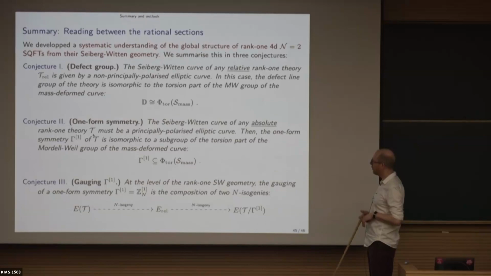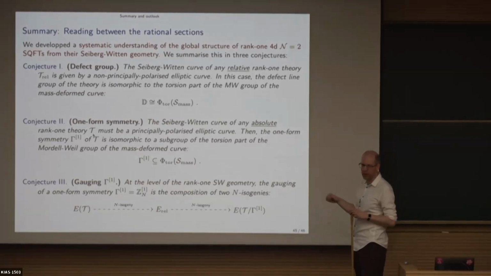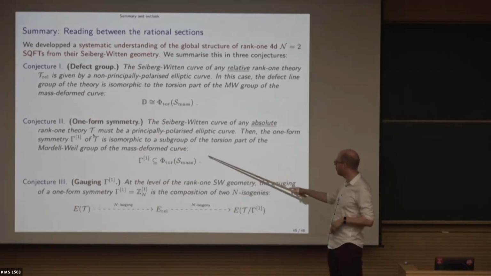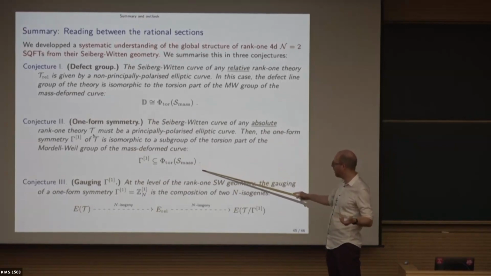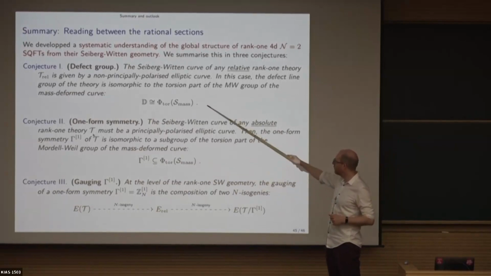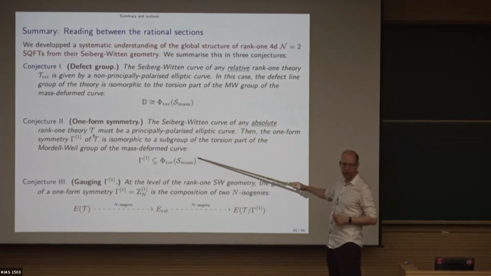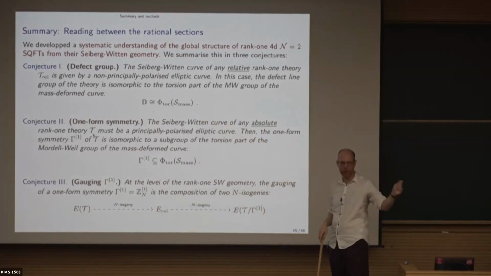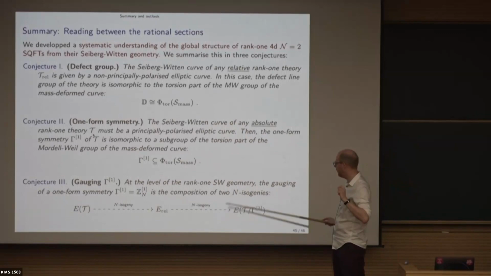The second conjecture is that for an absolute theory, which has a principally polarized Seiberg-Witten curve, the one-form symmetry is isomorphic to a subgroup of the torsion group. And now we saw how to actually identify it. The point is that if we know the relative curve, we can go to the absolute curve. Vice versa, whenever I do an isogeny, there is a notion of dual isogeny, so I always know how to come back to where I started from.